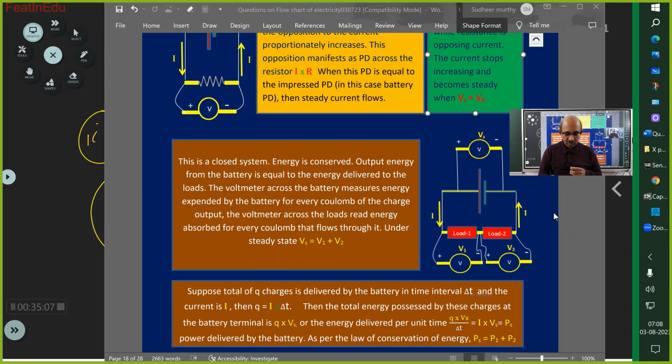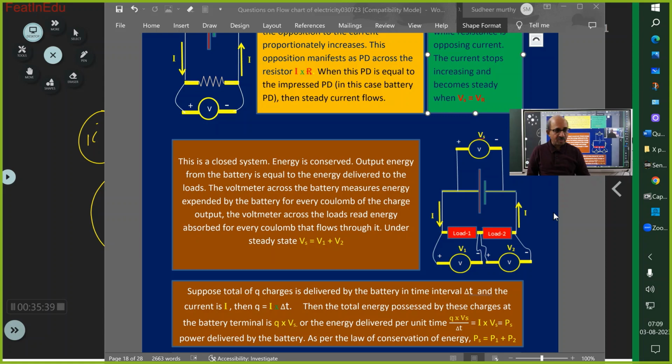Output energy from the battery is equal to the energy delivered to the loads. Why am I saying loads? You can see this circuit here. There is load 1 and load 2. I have connected one voltmeter there, one voltmeter here, one voltmeter. That voltmeter is Vs, source volts. V1, voltage across load 1. V2, voltage across load 2. Got it? Voltmeters will not take any energy. Now, energy is delivered to the loads.